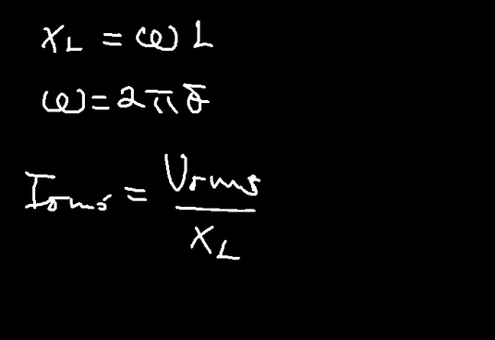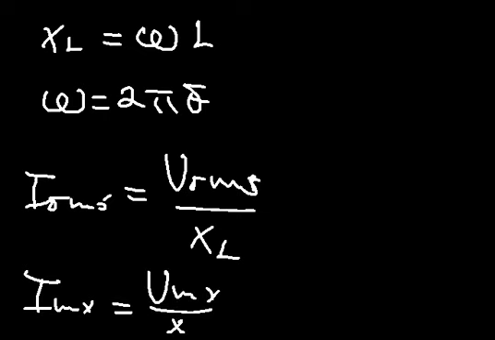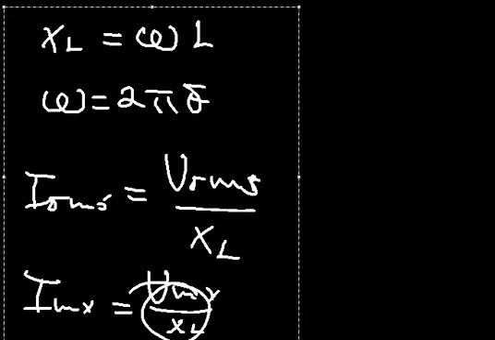And likewise, we also have to calculate the voltage. And what if we are looking for the maximum current, I max? That is equal to V max divided by XL. So those are the things you have to understand in that way.